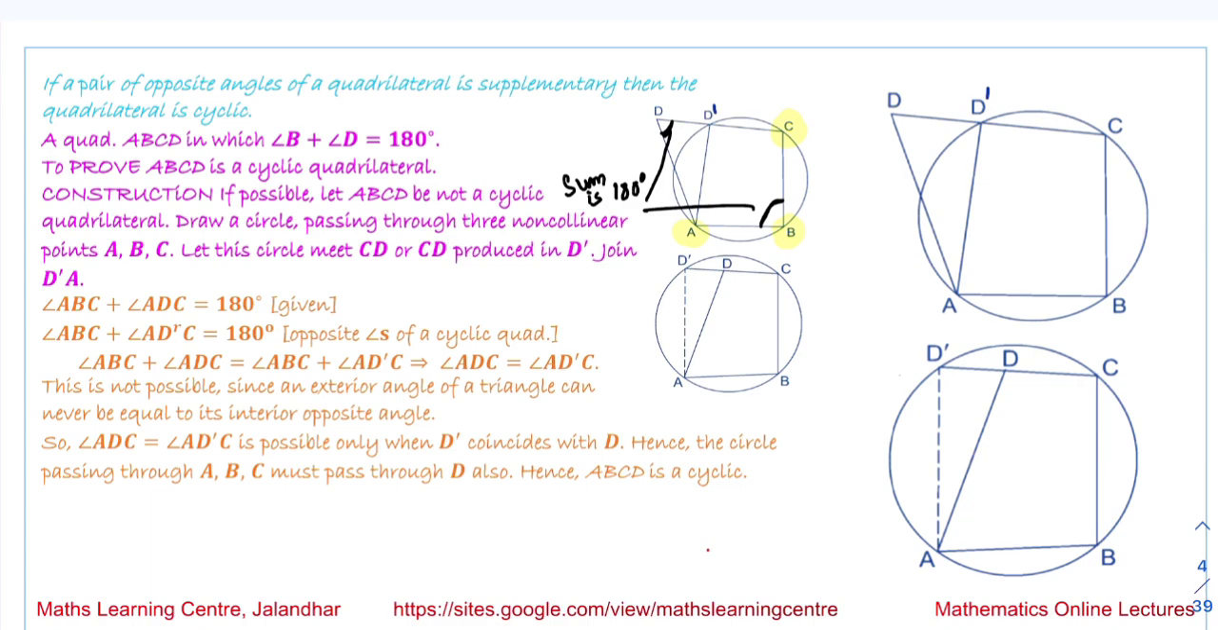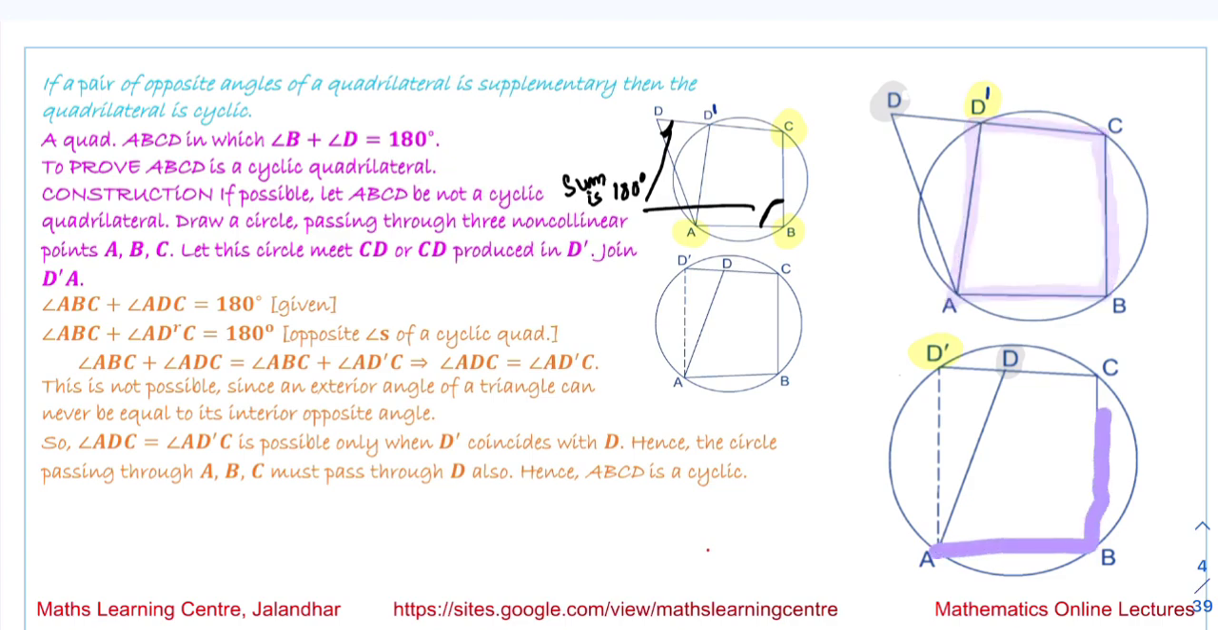So there are two cases: either point D lies outside the circle or point D lies inside the circle. If point D lies outside the circle, the circle intersects the line CD at the point D dash. If point D lies inside the circle, we extend the line CD, and this extended line intersects the circle at the point D dash. Now look at this quadrilateral ABCD dash.